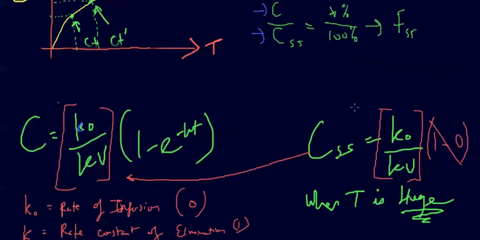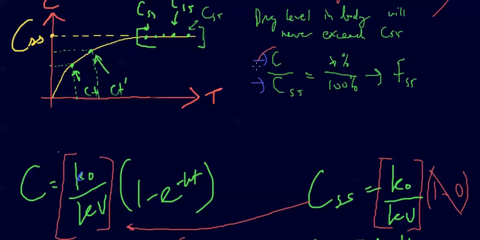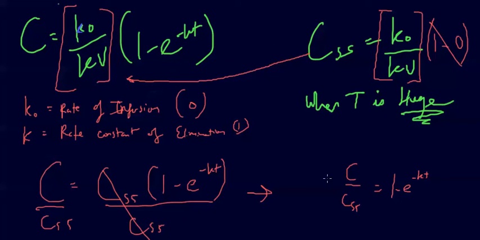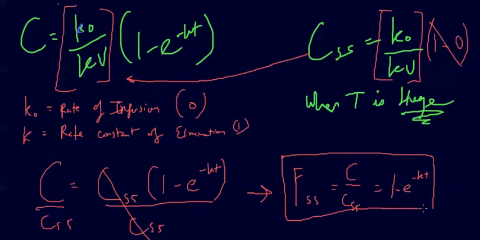And what did we say before? We said that C over CSS is equal to FSS, the fraction of the steady state. So we can also say that this is FSS, and this is really the equation that we're going to work with. FSS is equal to 1 minus E to the negative KT.